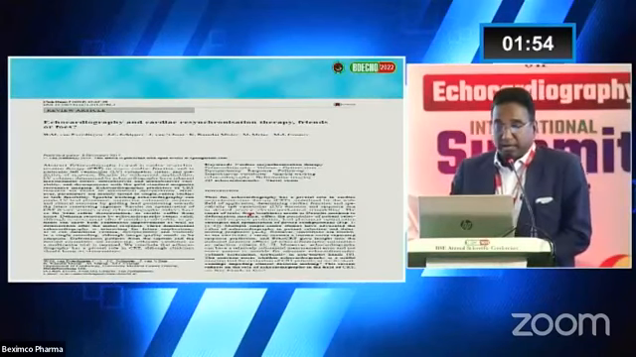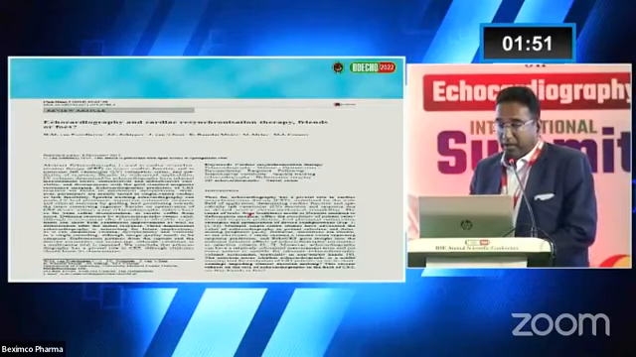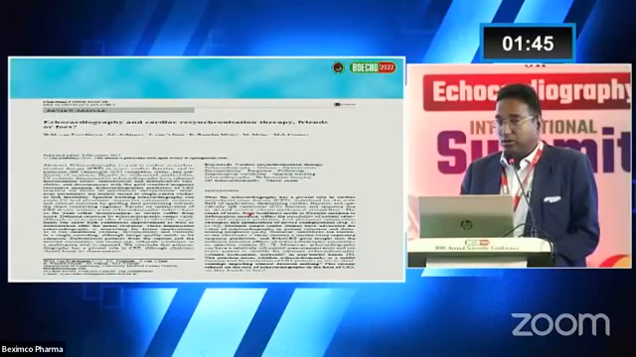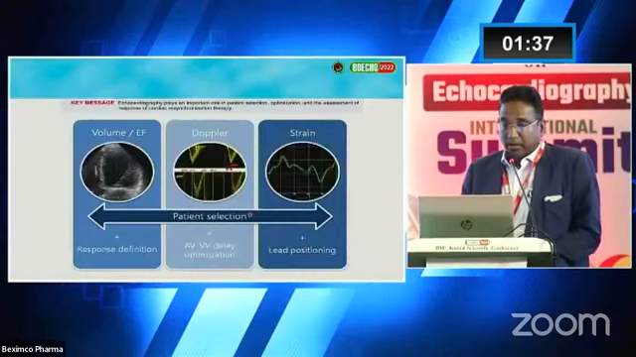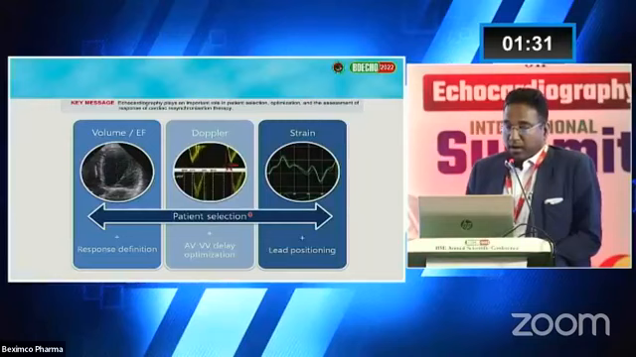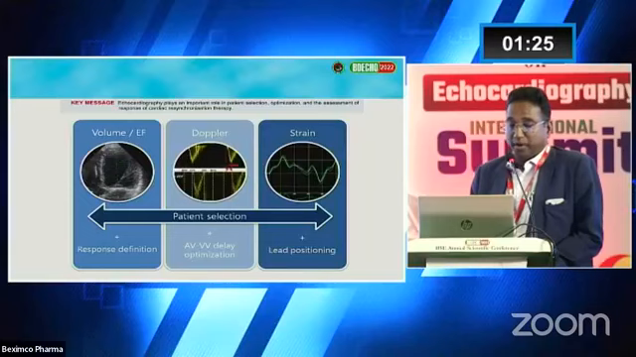But there is a study asking whether echocardiography and cardiac resynchronization therapy are friends or foe, because some studies go against the echocardiographic role in the evaluation for implanting a CRT device. So the 2D to select which group are responders and non-responders, and atrioventricular delay and lead position are also important roles of echocardiography.